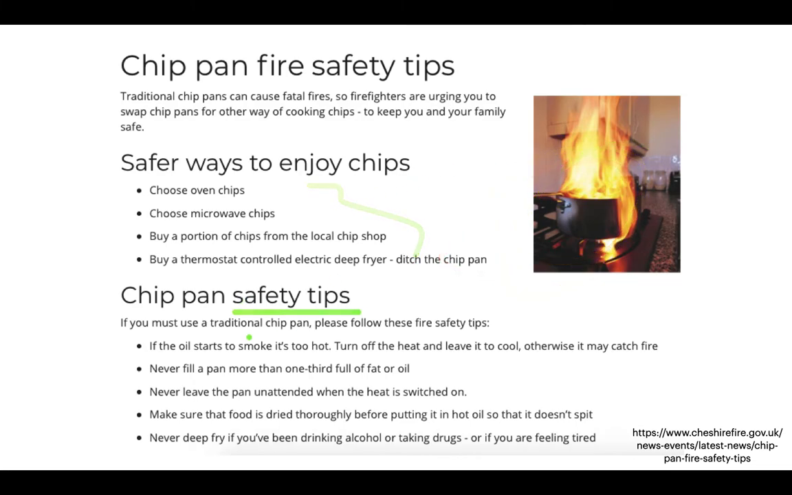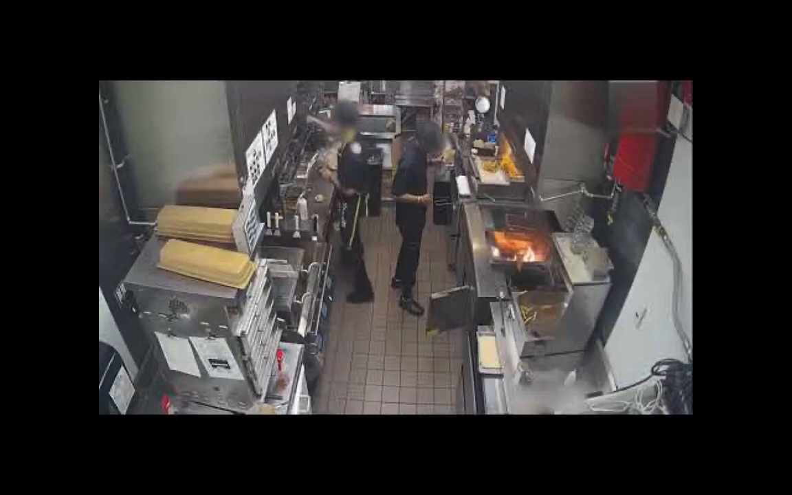If you must use a chip pan, what are the safety tips? If the oil starts to smoke, it's too hot, turn off the heat. Never fill a pan more than 1/3 full of oil. Never leave a pan unattended, which is what people often do, right? Make sure the food is dried thoroughly. Don't put any food with water, right? Never deep fry if you've been drinking alcohol or taking drugs, or if you're feeling tired, right? So they have websites dedicated to helping people with chip pan fires, okay?